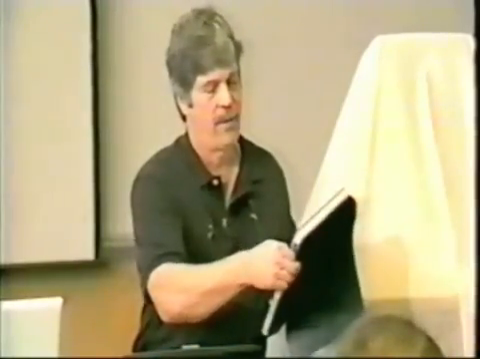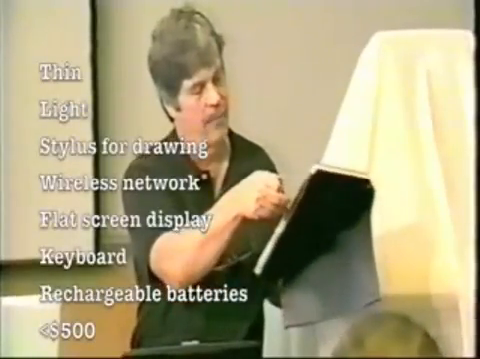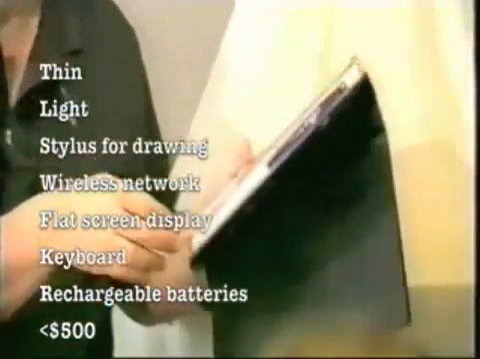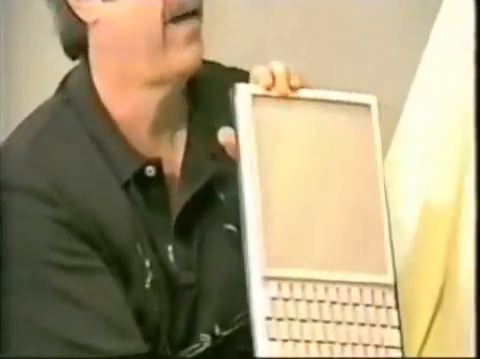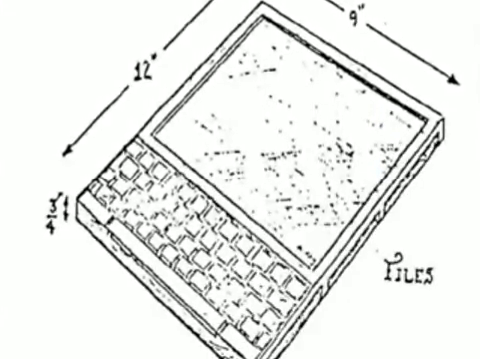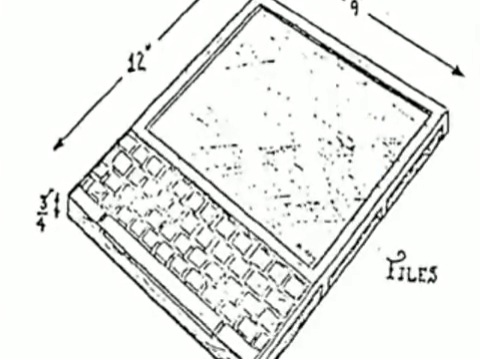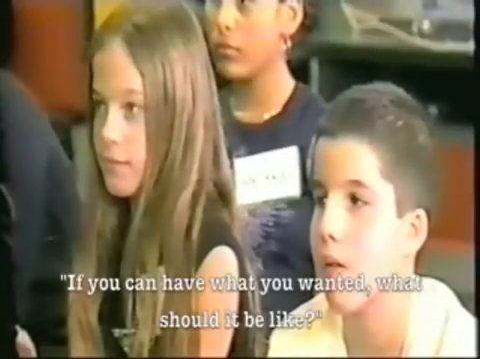By trying different sizes of things, we realized it should be really thin, should be light, it would have a stylus for drawing on it, wireless network, flat screen display, keyboard, and all that stuff. So this is kind of the thing I used to hold up back then of what computers should be like. It was kind of, if you could have what you wanted, what should it be like?